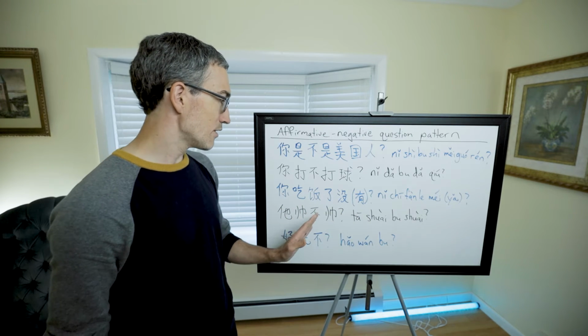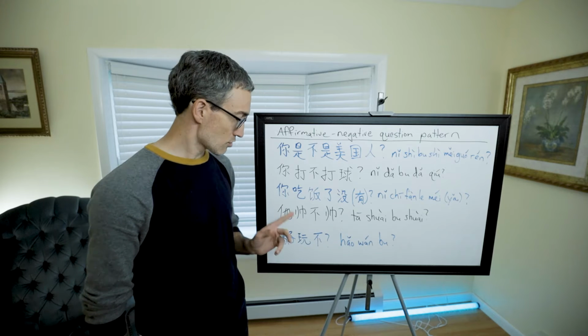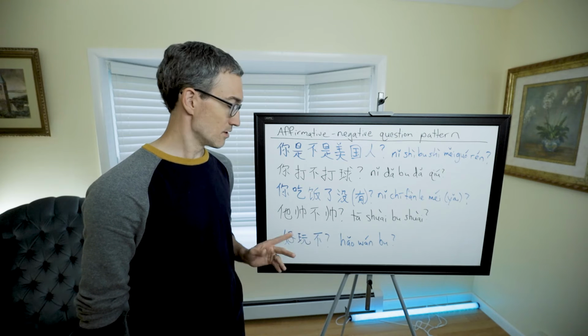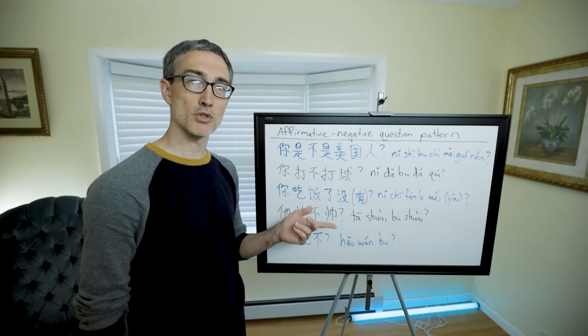Now, I wanted to point out that we can also do the same thing with adjectives. So, here's an adjective. 他帅不帅? 帅 means handsome. So the question is, is he handsome? 他帅不帅?